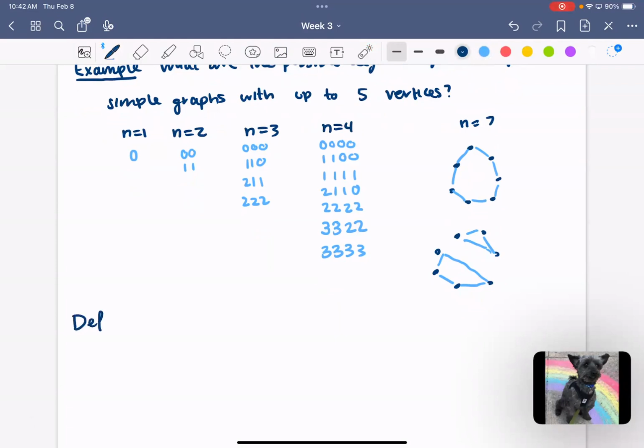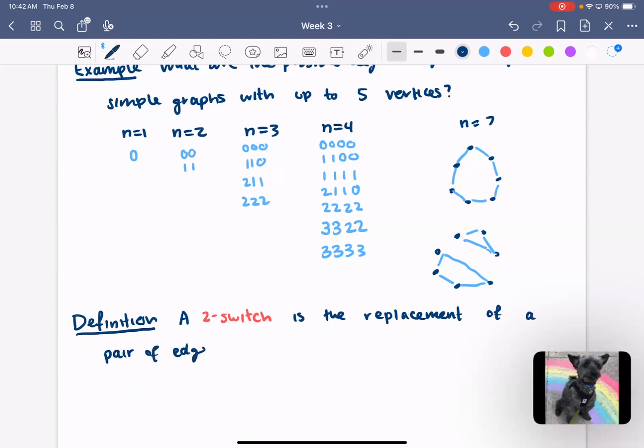So we'll have the definition. This is called a two switch, and a two switch is the replacement of a pair of edges XY and ZW in a simple graph by the edges YZ and WX, given that YZ and WX were not originally in the graph.